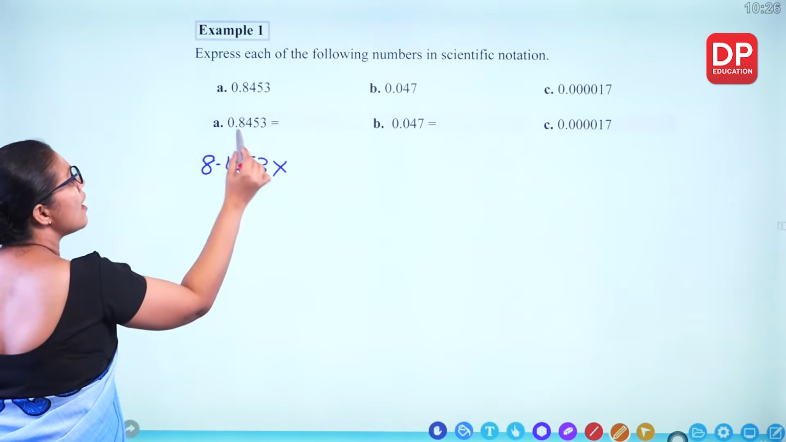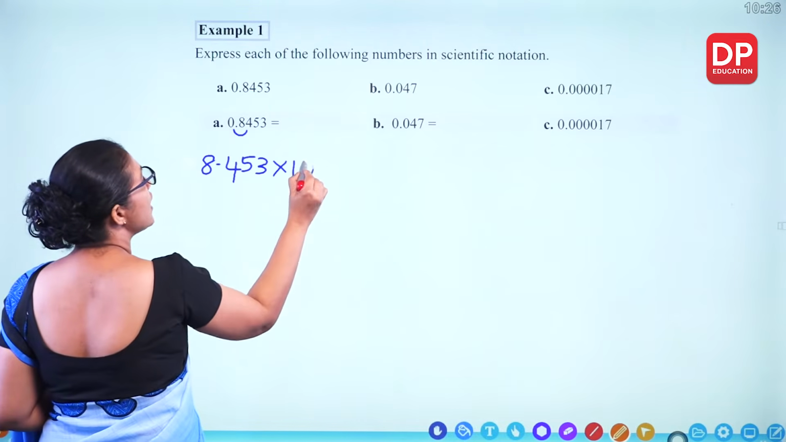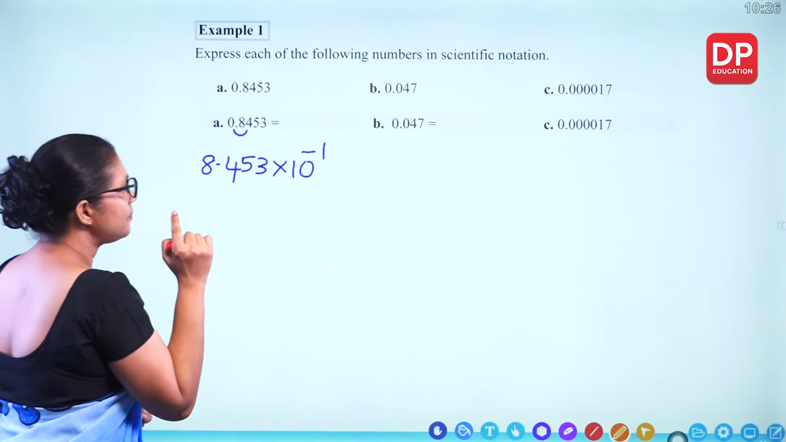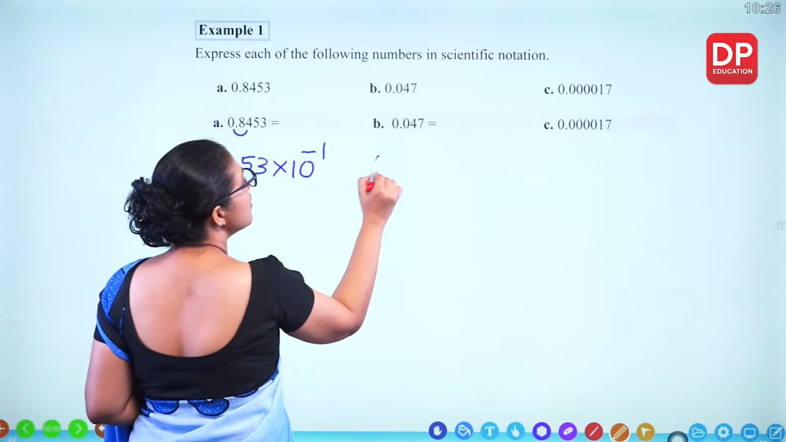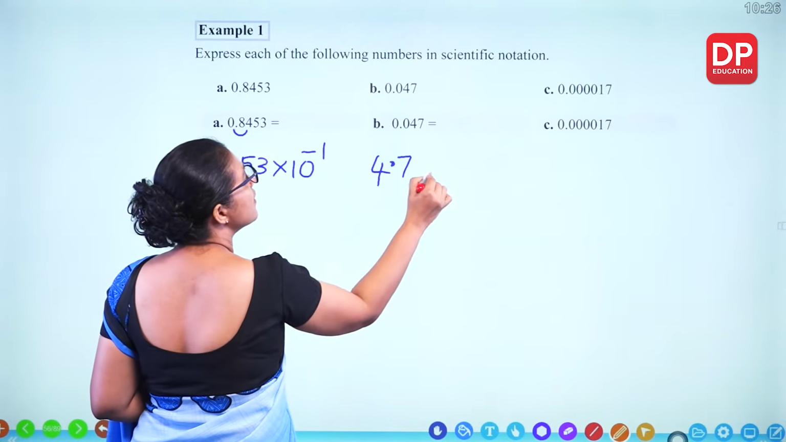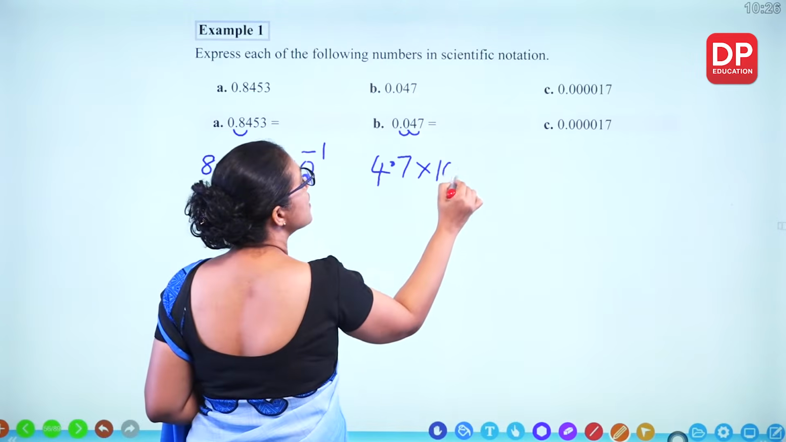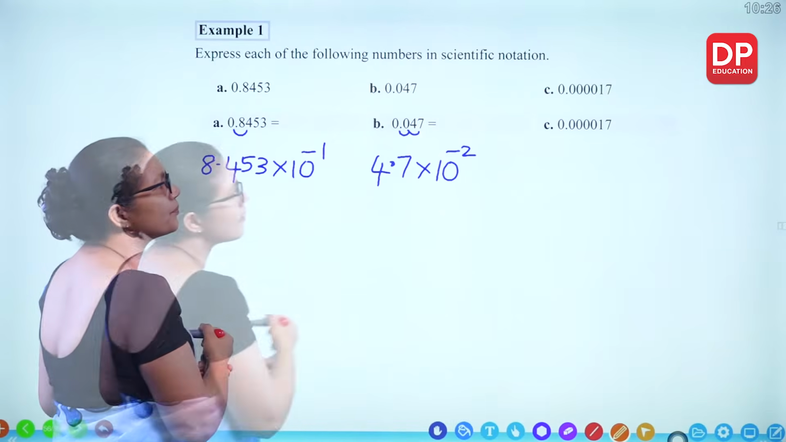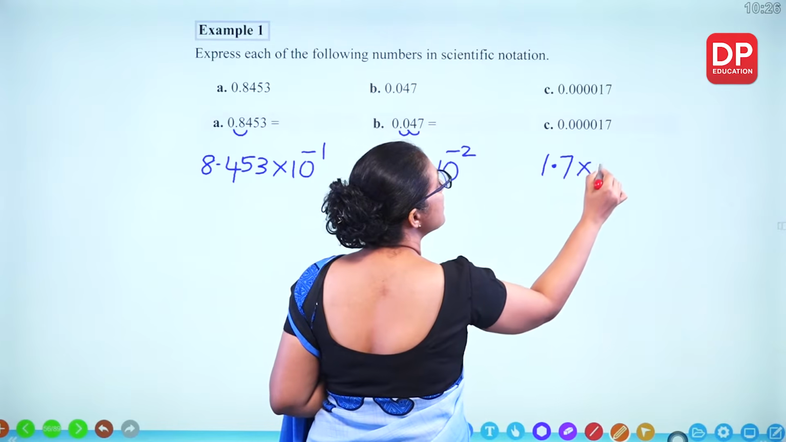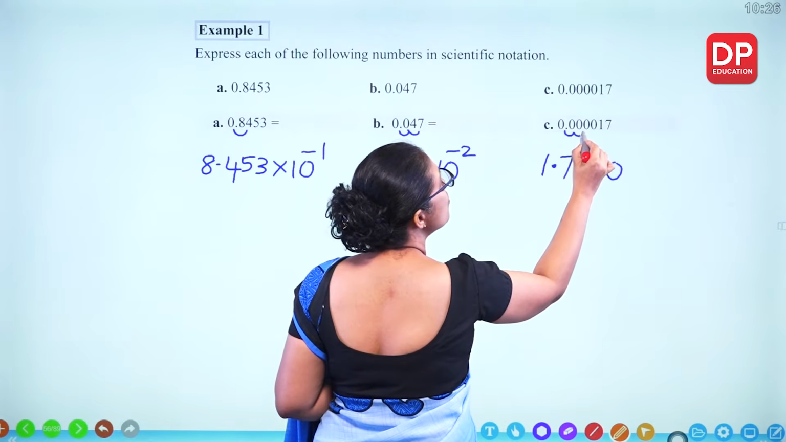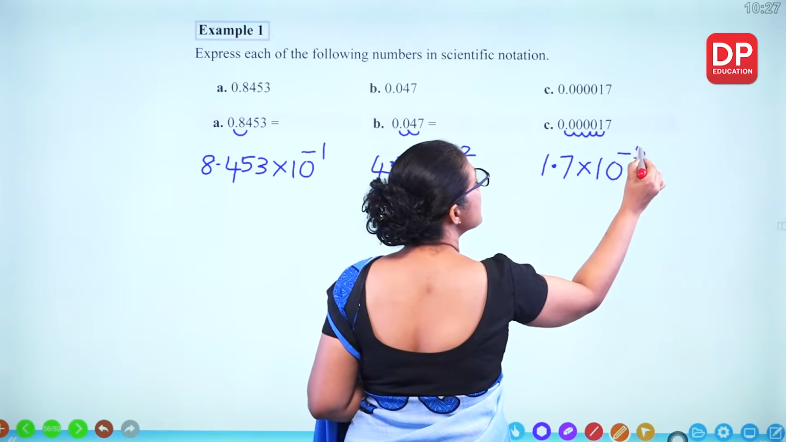8.453. Now you have to move the decimal place one place to the left. So you take -1. What's the number less than 10 and more than 1? 4.7. How many places? 1, 2. 2 places to the left, -2. This one, 1.7 is the number less than 10. Here 1, 2, 3, 4, 5 places to the left. That's -5.